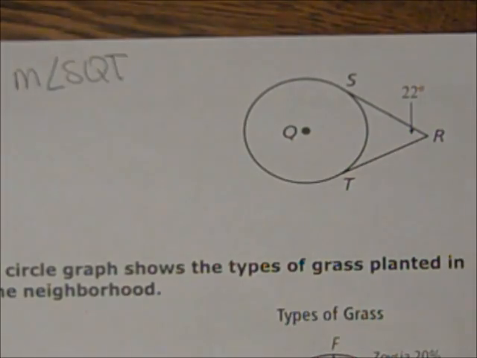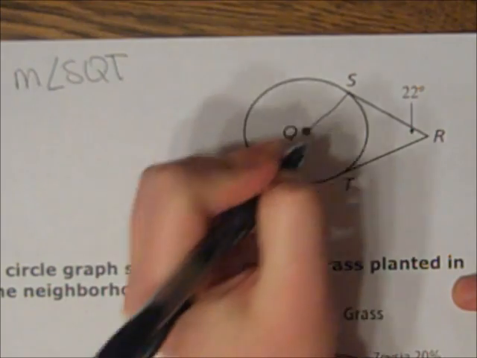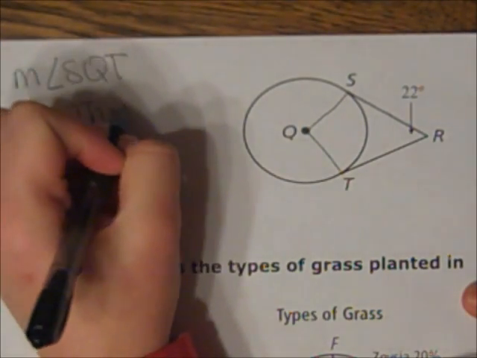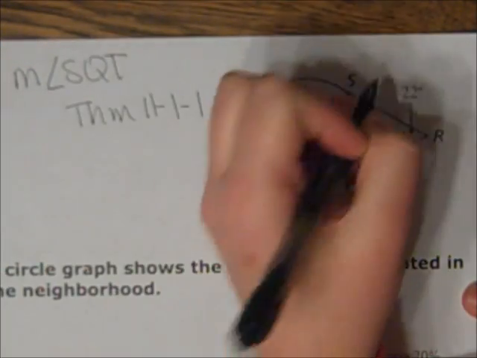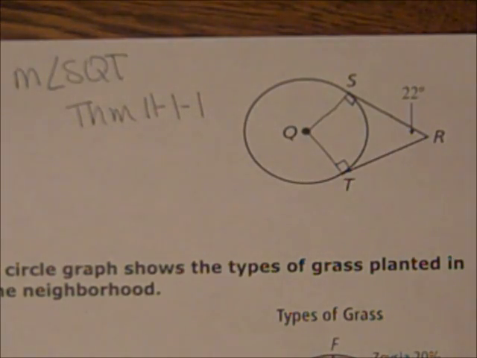So this is the same setup as the last problem, only they were wanting to know side lengths. And now we're using the same setup, but we're going to talk about angle measures. So you kind of have to use the last two theorems together in one. So I'm going to draw in the radius from Q to S and the radius from Q to T. And I'm going to know by theorem 11.1.1 that these are going to be perpendicular. So they're going to be right angles right there.